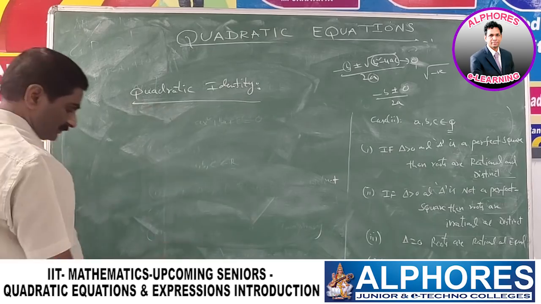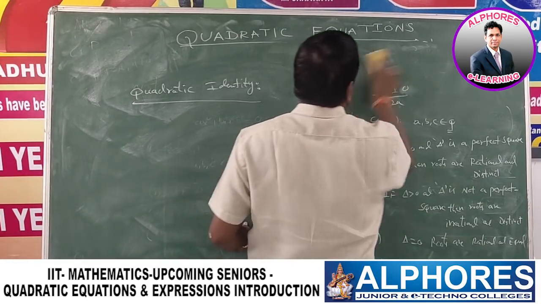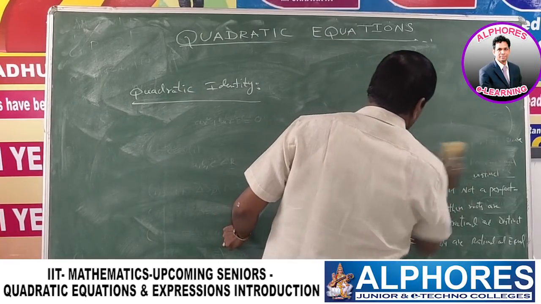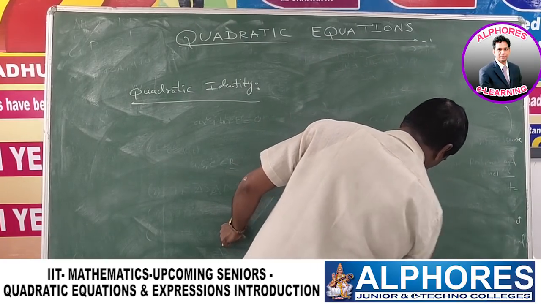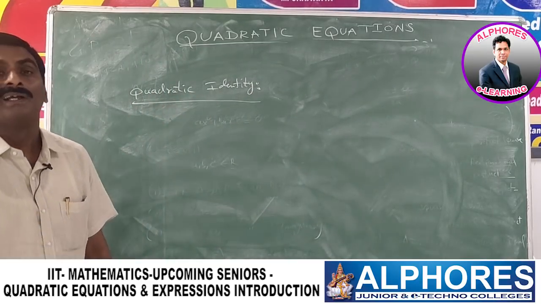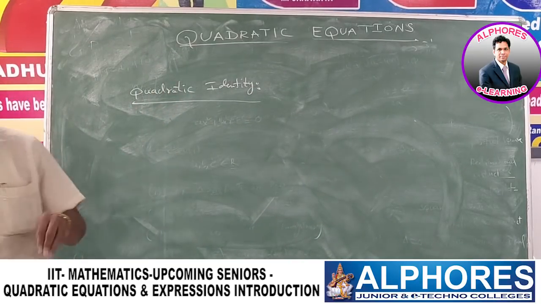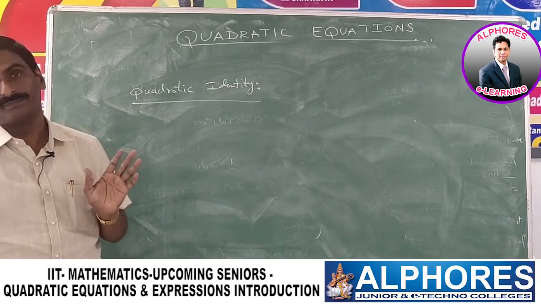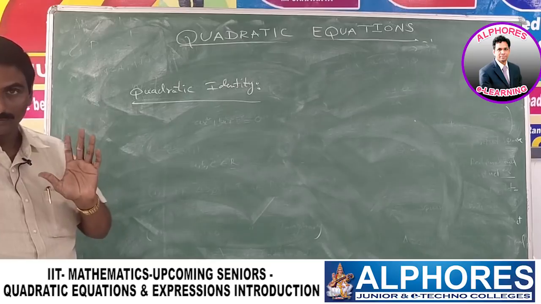Quadratic identity. First, what is the identity? Identity is a relation which is true for all values of the variable.